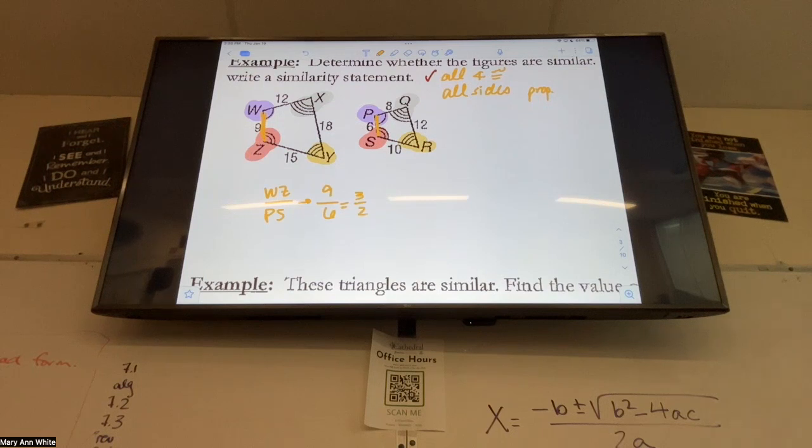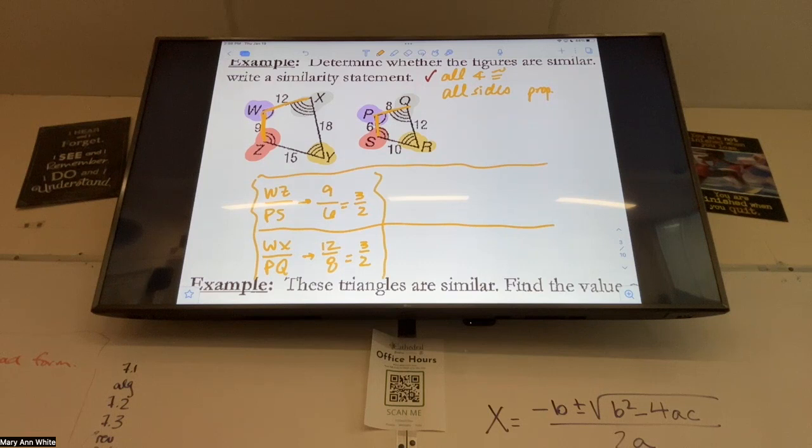Can someone give me another set of sides? What did you say, Jake? WX and PQ. Good, so he picked the top, WX over PQ. That is 12 and 8. What does that break down to? 3 over 2. 3 over 2 again, nice, things are looking good so far.